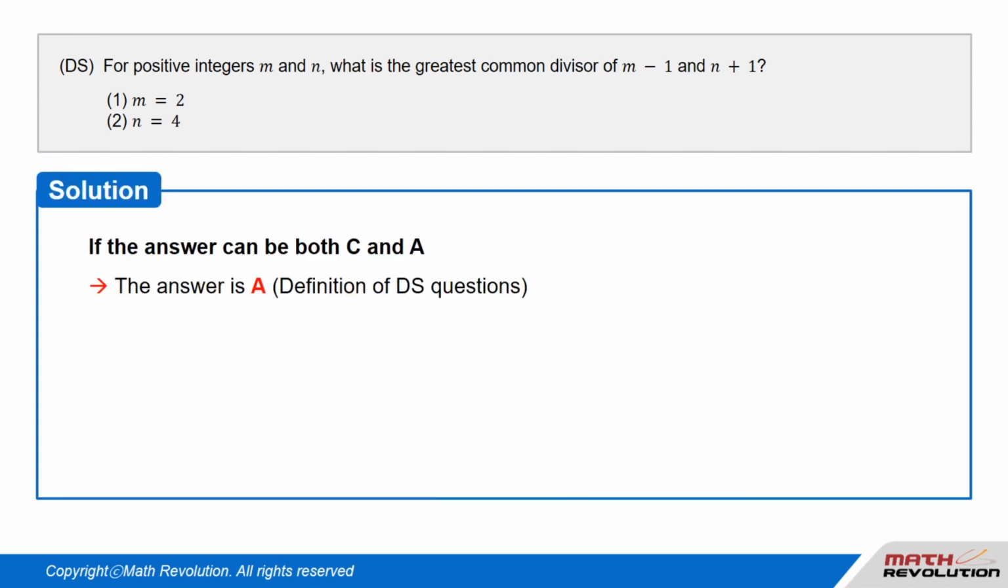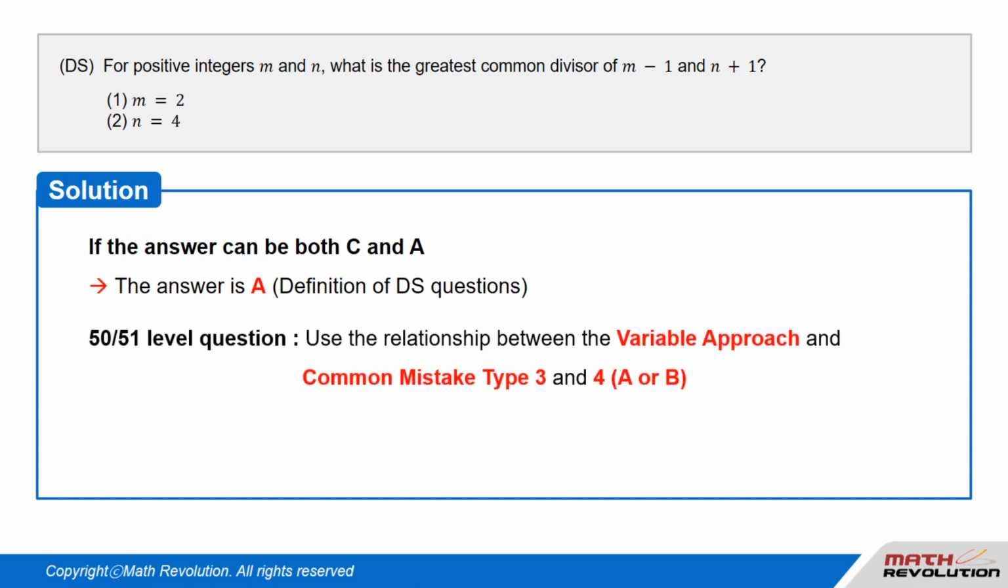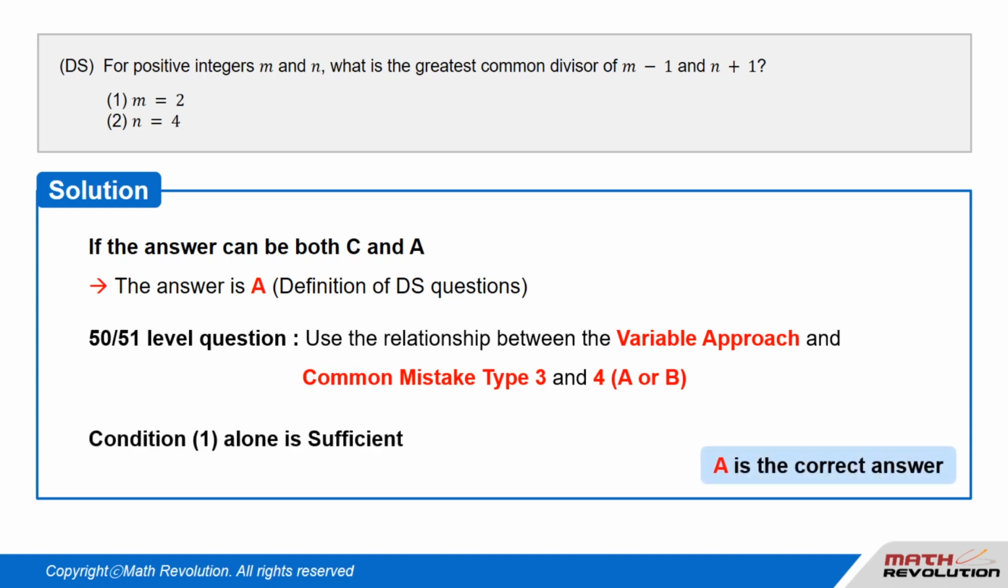If the question has both C and A as its answer, then A is the answer rather than C by the definition of DS questions. Also, this question is a 50/51 level question and can be solved by using the relationship between the variable approach and common mistake type 3 and 4, A or B. Condition 1 alone is sufficient. This is a 50/51 level question. You should be careful when solving an integer question with answer C. About 4 of these questions appear in the exam. Thus, A is the correct answer. Answer A.